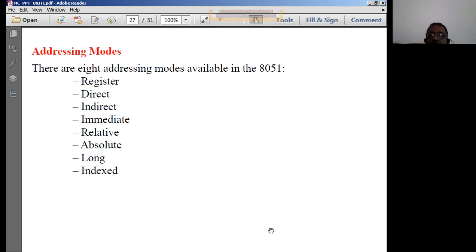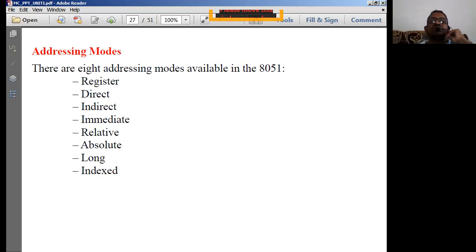So this is what we have for unit number 1, which contains up to the pin diagram of the 8051 microcontroller. And we discussed that the 8051 is going to have two timers, two counters, and one serial port, right? And it has five interrupt signals.